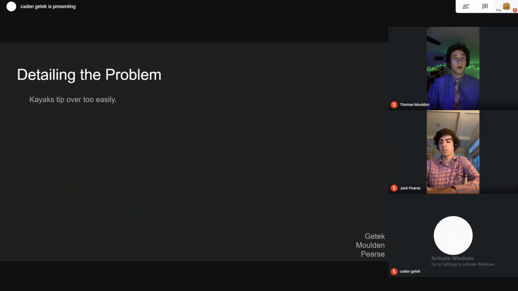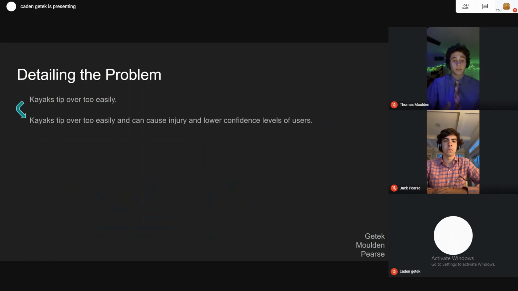So on to detailing the problem. We had the issue that kayaks tip over too easily, but we needed to refine that and create a fully detailed problem statement. A complete problem statement answers the following questions: What is the problem? Who has the problem? And why is it important to solve? So we start with: kayaks tip over too easily and cause injury and lower confidence levels of users.